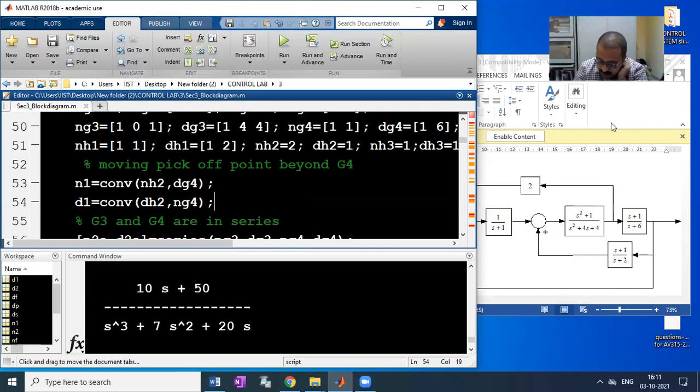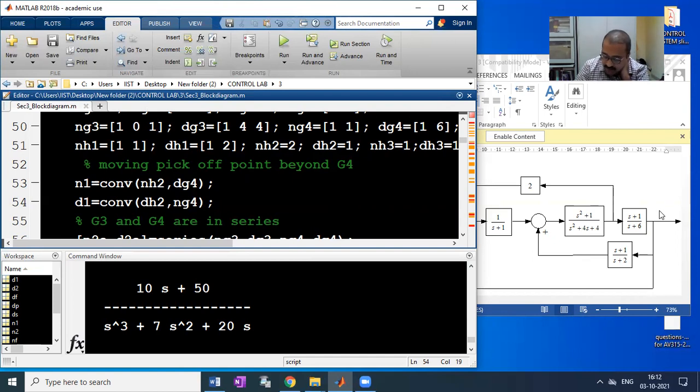So when you shift this point to the right side, what happens? You will get a new block here. It is not 2 anymore. So what we need to do? We need to convolve that appropriately. That's what I'm doing here. So the new block numerator will be the convolution of nx2 and dg4, and the denominator will be the convolution of dx2 and ng4. I have already explained the block diagram algebra in one of the lectures. Just go through that, it will be clear.